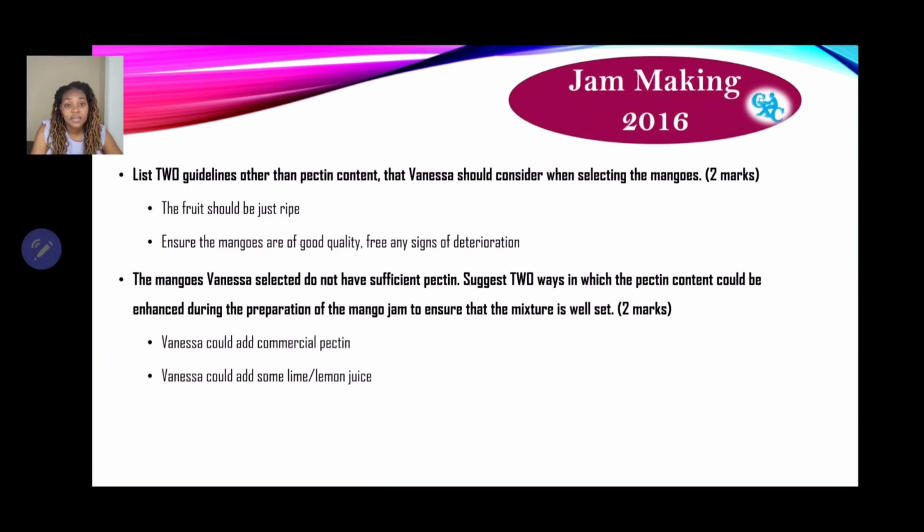Next question. The mangoes Vanessa selected do not have sufficient pectin. Suggest 2 ways in which the pectin content could be enhanced during the preparation of the mango jam to ensure that the mixture is well set. So what she could do is to add commercial pectin, or she could add some lemon juice or lime juice, which is acid, to help the setting process, to kickstart the setting process of the jam. You may also find that foods that are rich in acid are also high in pectin. Good. And that's another reason as well for using the lime juice or the lemon.